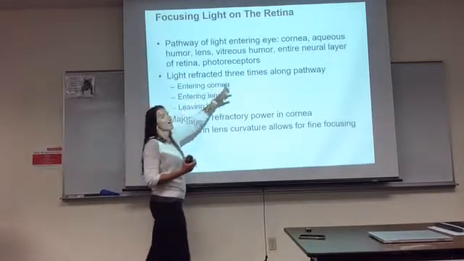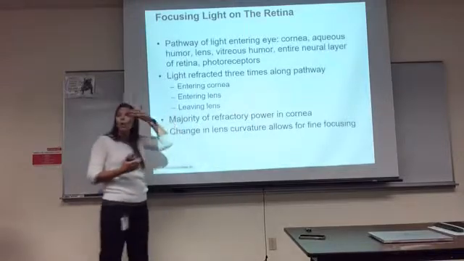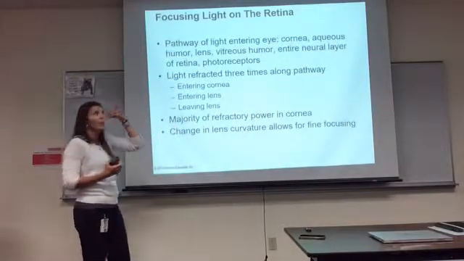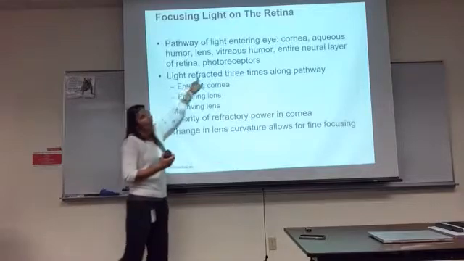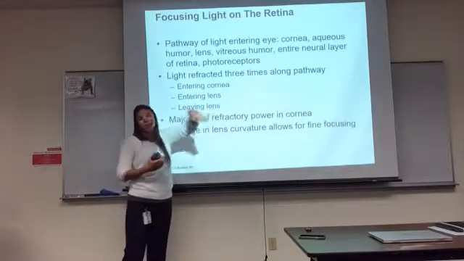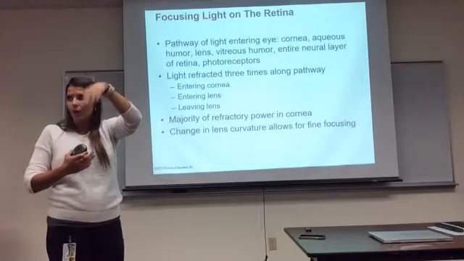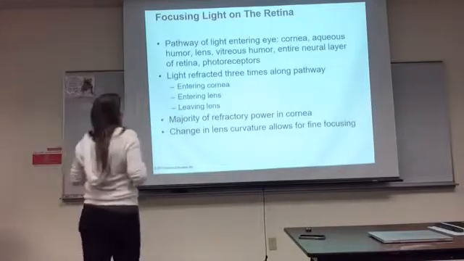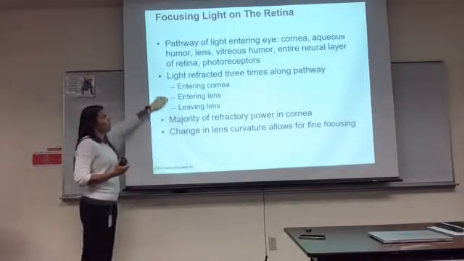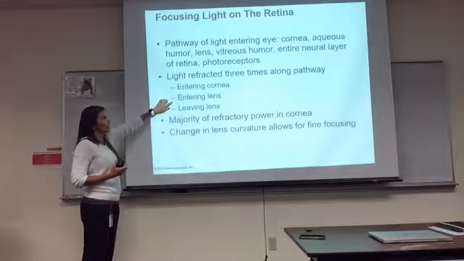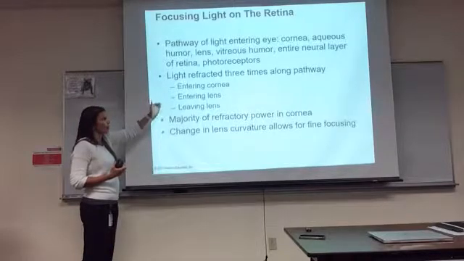It goes through the entire neural layer, which means all the rods and cones, all the way to the pigmented layer, the photoreceptors, and that's how far the light goes, and then the message goes back to that optic nerve, and it sends it and tells us to go. Light is refracted 3 times. When it enters the cornea, it enters the lens, and it leaves the lens. So those are all 3 shaped in a curved situation.